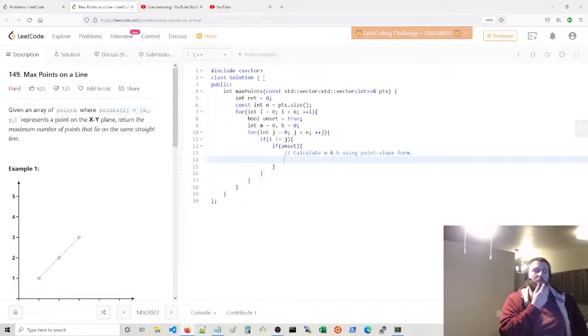Oh, another reason why this is probably 20% is that m could be infinity, right? m could be straight up and down. Ooh, that's really tricky.